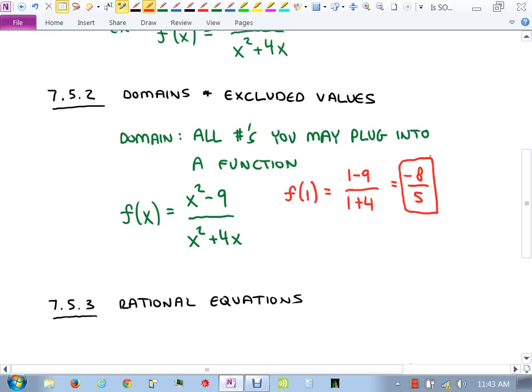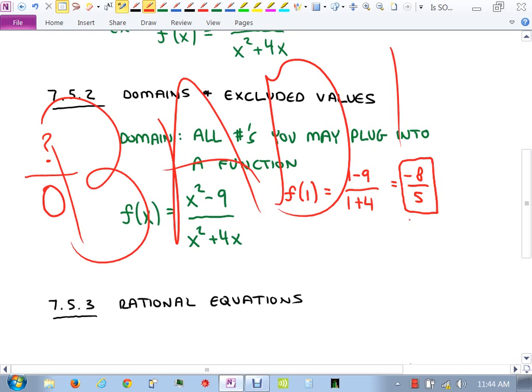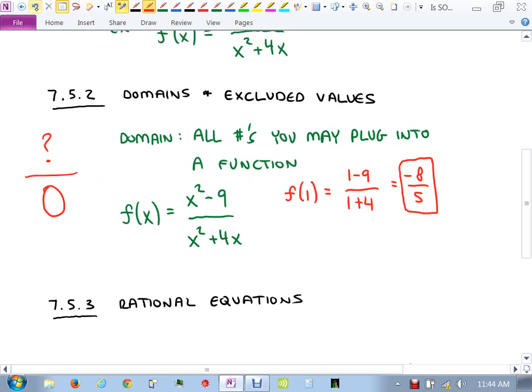Can you plug anything you want in? Or are there some numbers that cause problems? Well, a rational function is a fraction, so what is the one thing you can never have in the denominator of a fraction? Zero, right? Are we all okay with the idea that if you have something on top and a zero on the bottom, this is very bad? In fact, we can't do it mathematically. You cannot divide by zero, right? So we have to pay attention to this. We have to make sure that we never get zero in the denominator.